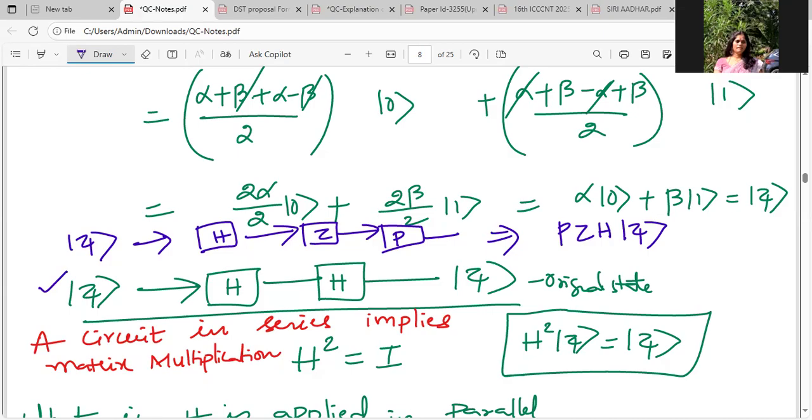But when a circuit is in series, it is all about matrix multiplication, as I have made a mention. Along with matrix multiplication, the format in which the matrices should be written is in ulta order of the circuit, reverse order of the circuit.